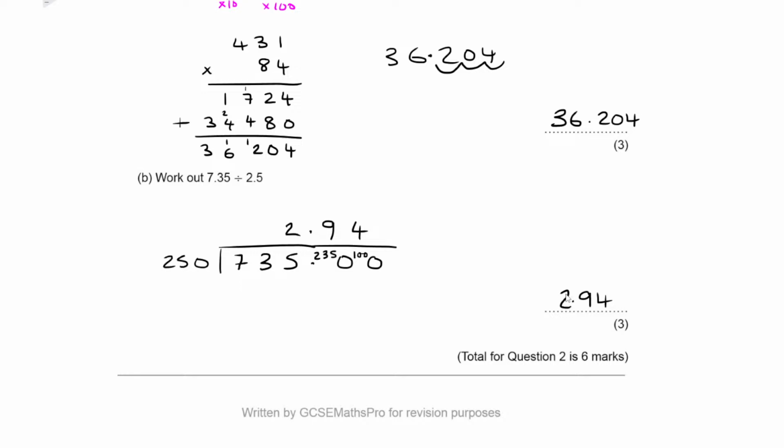If you've changed it only 1 by 100, 1 by 10, you'd have to scale it at the end. Because you've scaled them separately, you'd have to scale it back. But as long as you get 2.94, that is the answer. 6 marks for that question, which I think is quite nice if you just memorize how to do it.